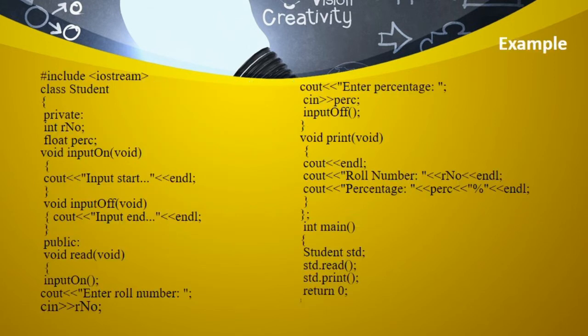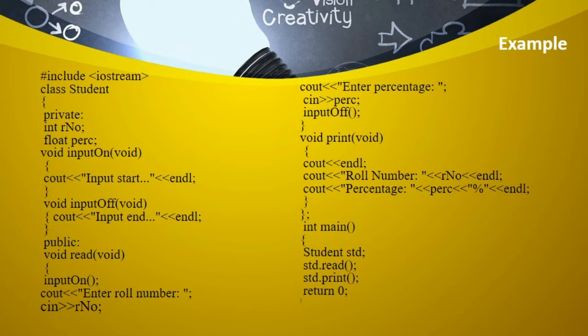A sample program for private member function. First, the header file is included. Next, the class is defined with the name student. Next, roll number and percentage are declared. Next, inputon and inputoff are 2 member functions which are declared under the private access specifier. So the member functions which are declared under the private access specifier must not be called outside the member function.